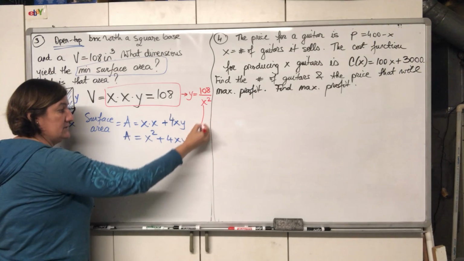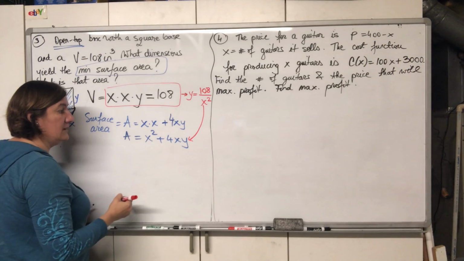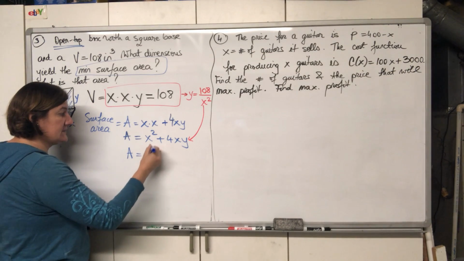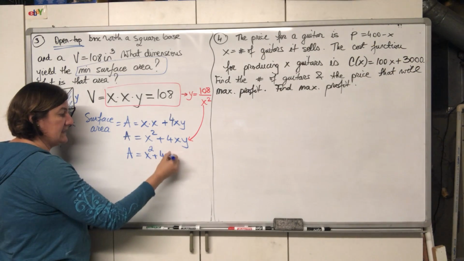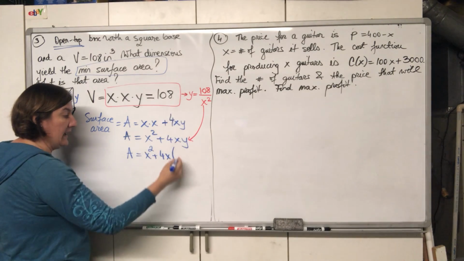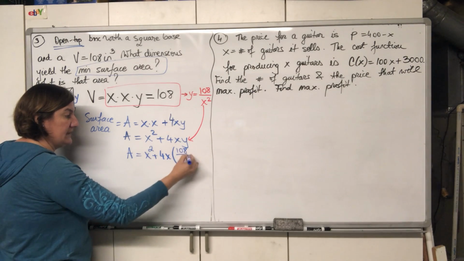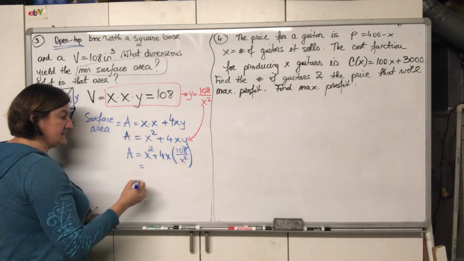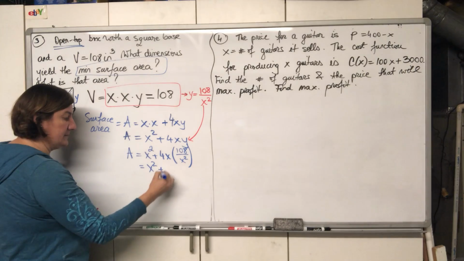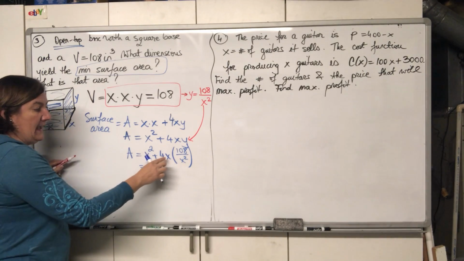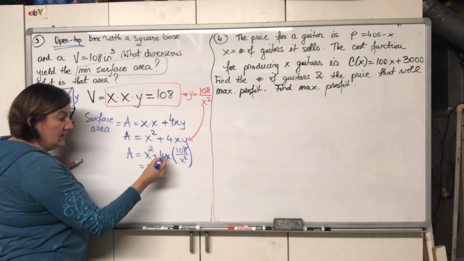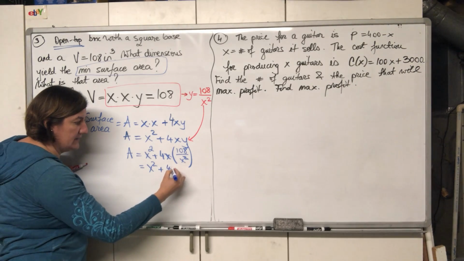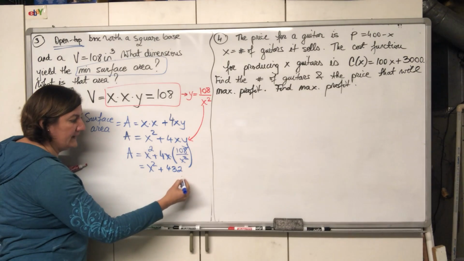And what I'm going to do is plug it in here for this y. So then the area becomes x squared plus 4 times x times, in place of y, I'm going to put 108 over x squared. And simplifying this, it's going to get me x squared plus, what happens is one of the x's is going to cancel out, and 4 times 108 should be 432 over x.